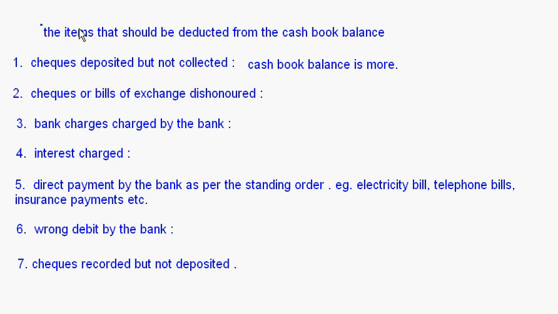Then the last one, checks recorded but not deposited. You receive a check, and immediately you record that check in your cash book, so that increases the cash book balance, right? You are supposed to deposit that check in the bank, but you forget to deposit it. So already the cash book balance has increased because you have recorded that amount.